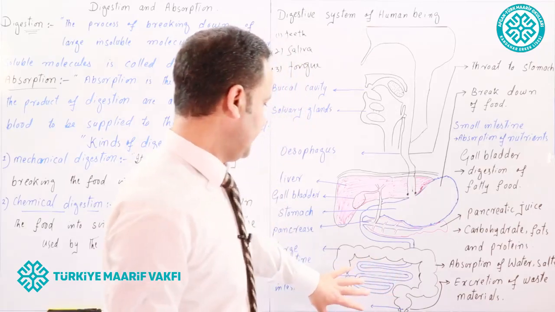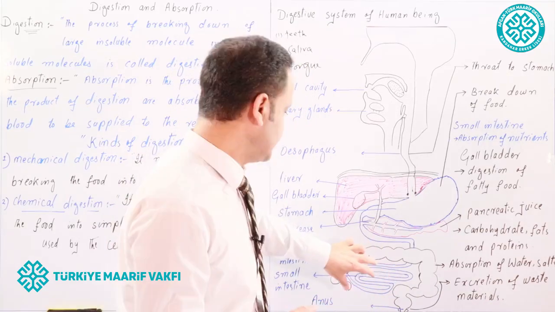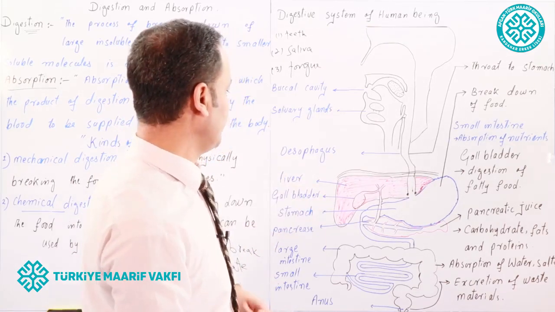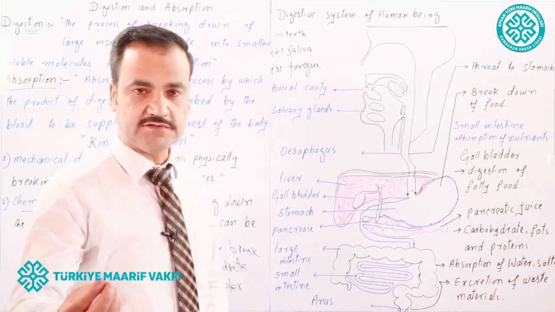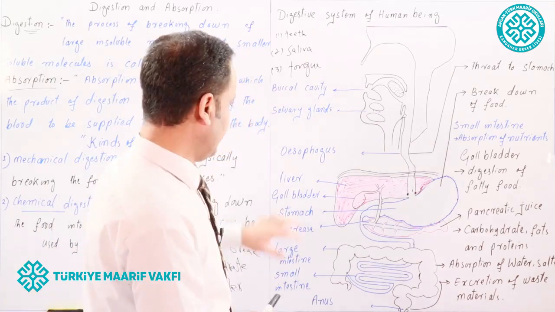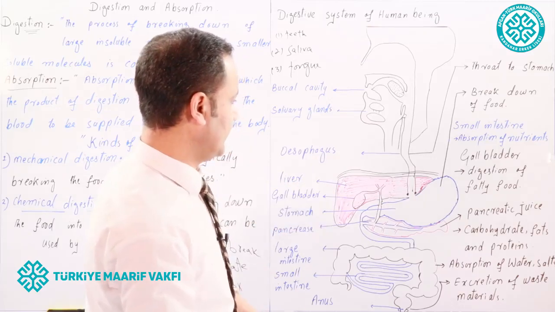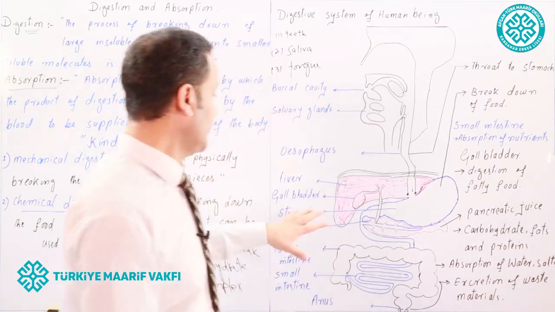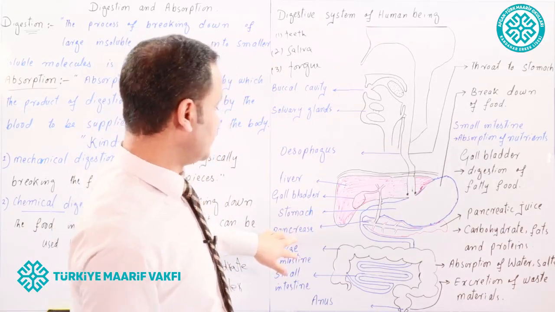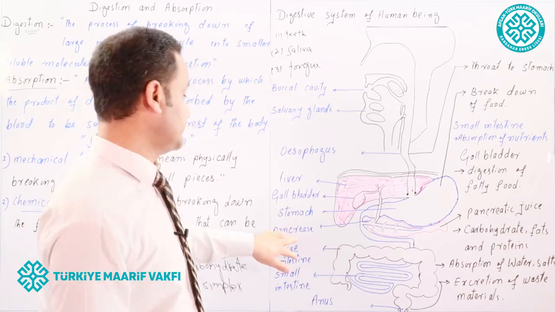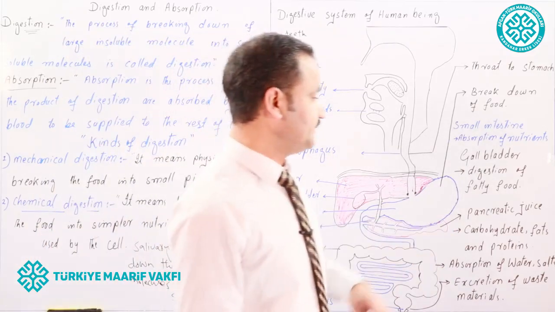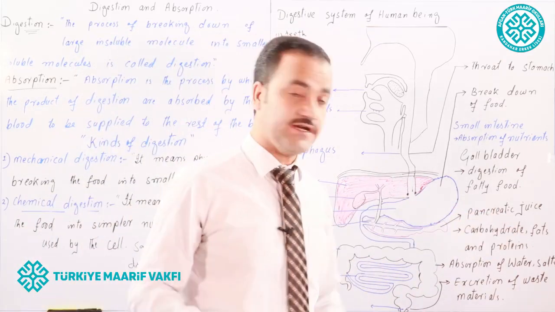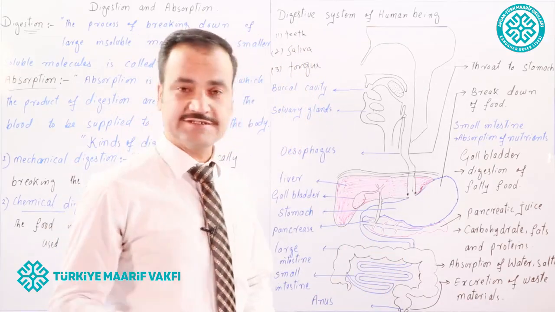Now, when it reaches the small intestine, the gallbladder secretes bile, and it helps to digest the fatty food. Okay, and the pancreas also. The role of the pancreas is also very important. The pancreas secretes pancreatic juices which help in the digestion of carbohydrates, fats, and proteins, etc.